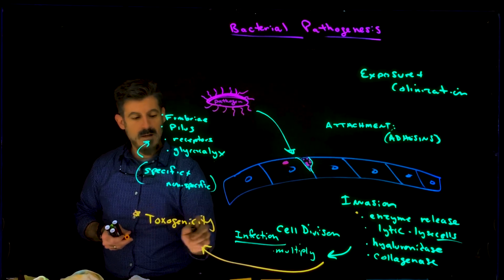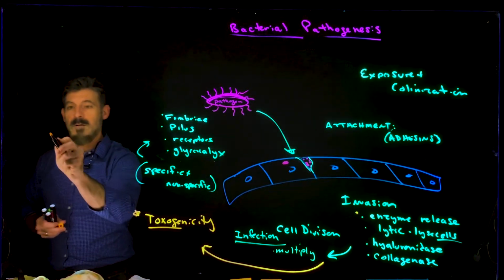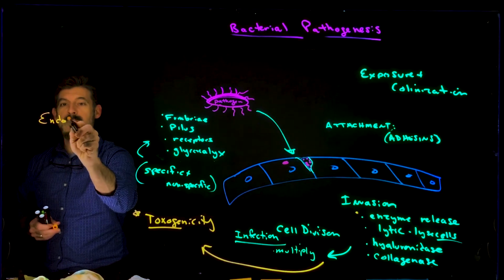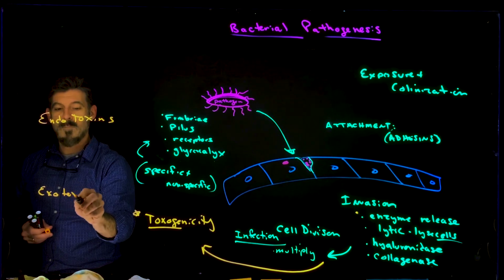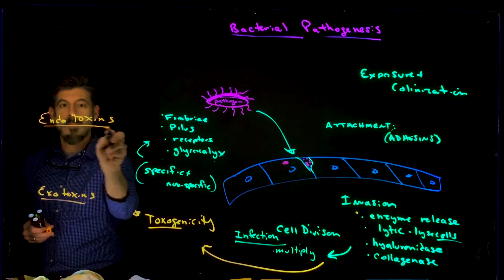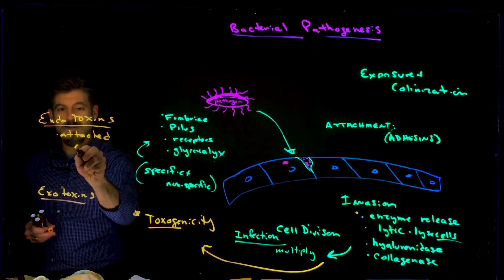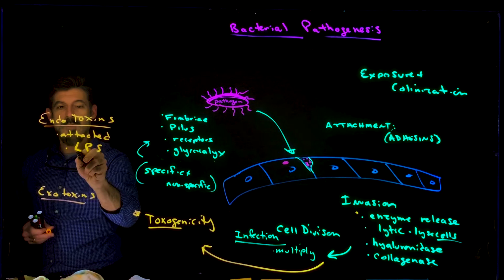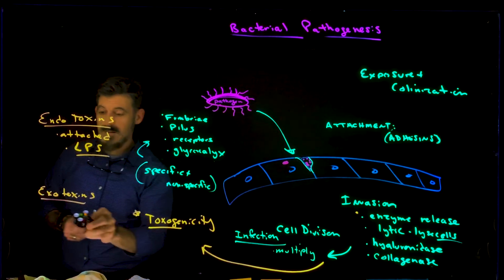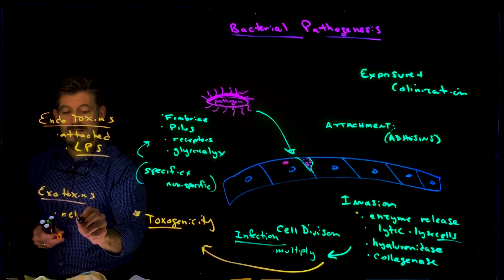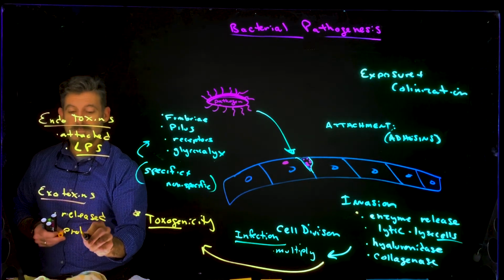there's the toxigenicity of the bacterial cell. So we have our endotoxins and our exotoxins. The endotoxins are attached. For example, one of the primary ones is our LPS, the lipopolysaccharide layer of the gram-negative bacteria. Exotoxins are released from the cell. Many of these are proteins.